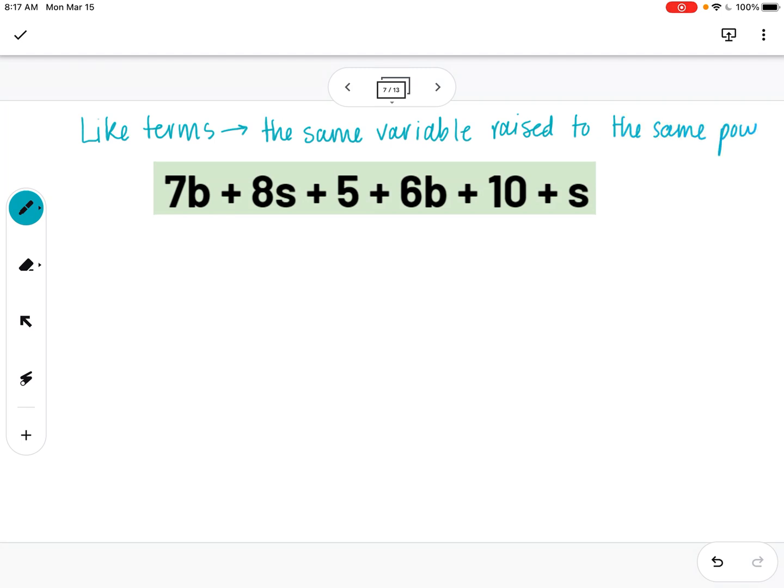What does that even mean, Mrs. Stroh? So let's say we have 7b right here. Let's say there was also a 7b squared. We couldn't combine those two because they don't have the same variable raised to the same power.